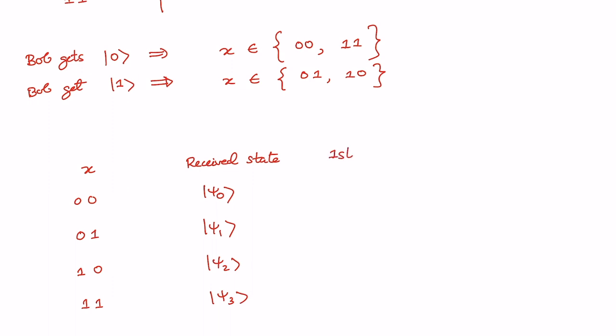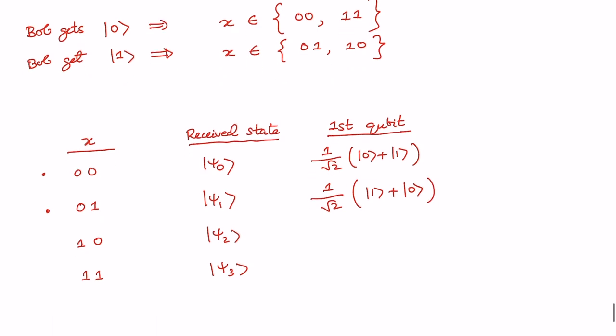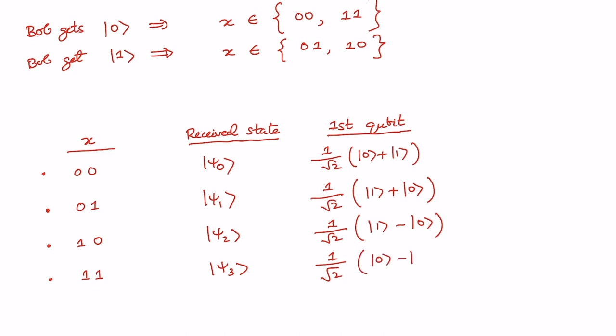And the first qubit is, after Bob makes the CNOT operation on the received qubit, because of the CNOT operation, it resulted in a product state. First qubit and second qubit we can write. The first qubit for 0, 0 was 1/√2 (|0⟩ + |1⟩). And if it is 0, 1, the classical bits 0, 1, then the first qubit we got was 1/√2 (|1⟩ + |0⟩), and if it is 1, 0, then the first qubit was 1/√2 (|1⟩ − |0⟩), and lastly, if it is 1, 1, then we had 1/√2 (|0⟩ − |1⟩) as the first qubit.